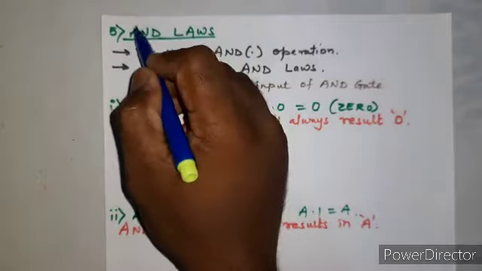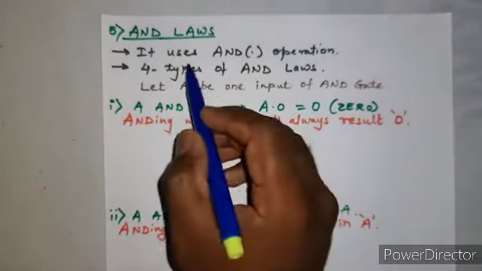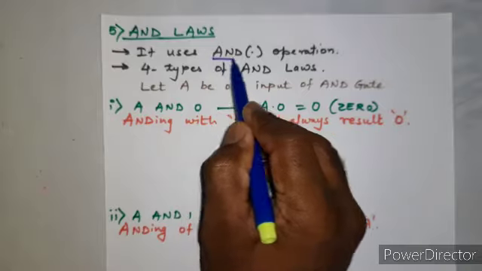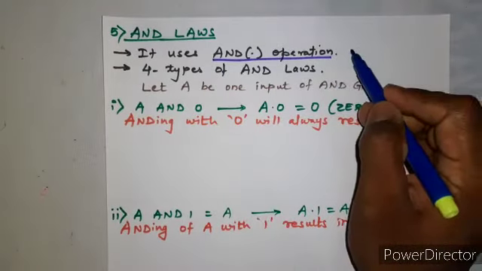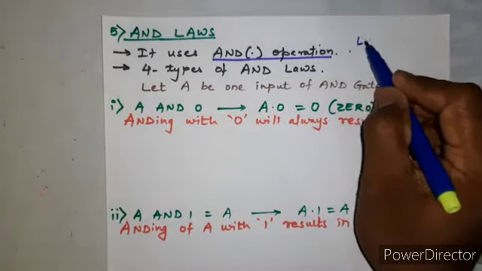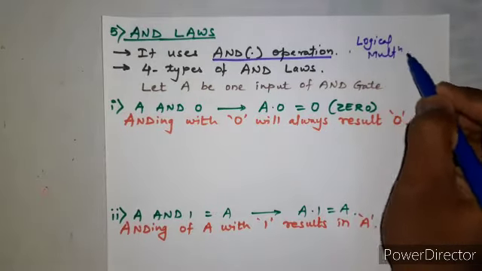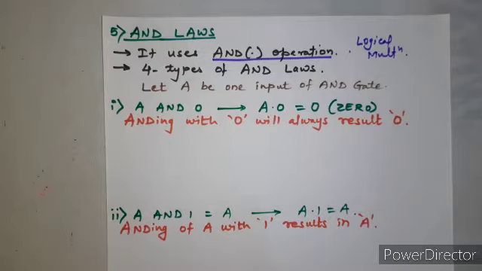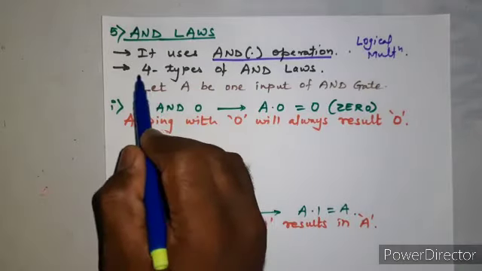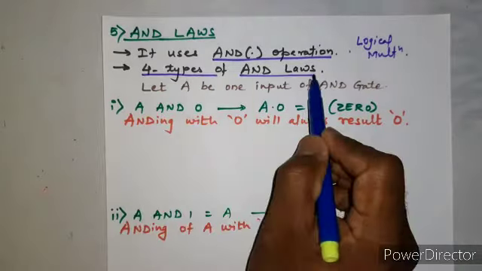Here let us see the ANDing laws. Now, ANDing laws means they use the AND operation, right? And it is represented by a dot, which is logical multiplication. Logical multiplication. So we have 4 types of AND laws.